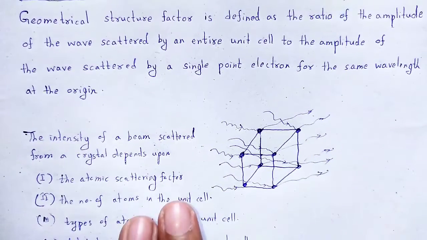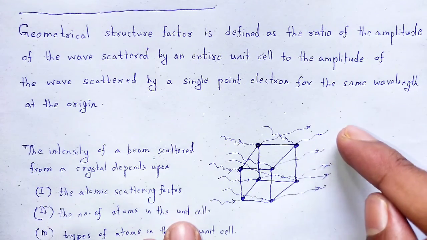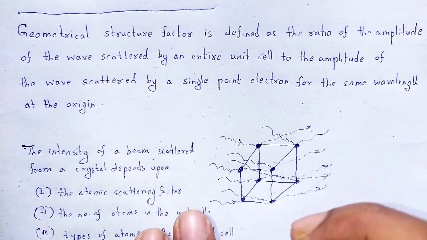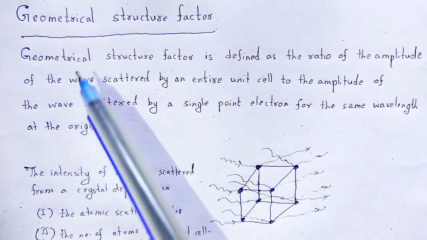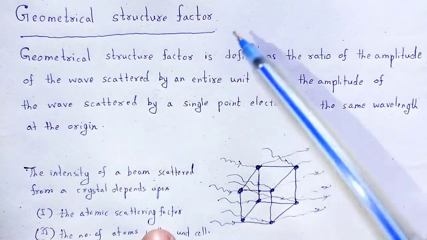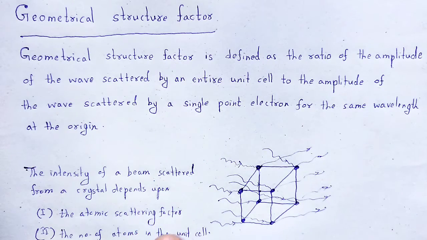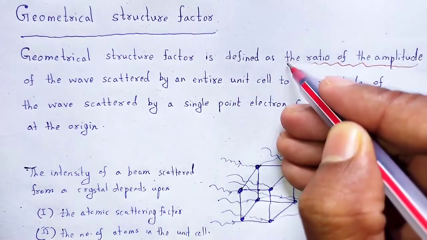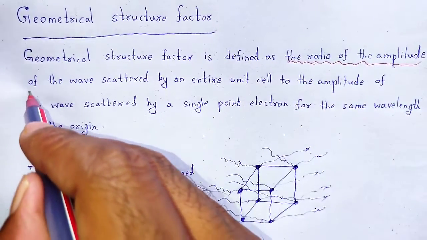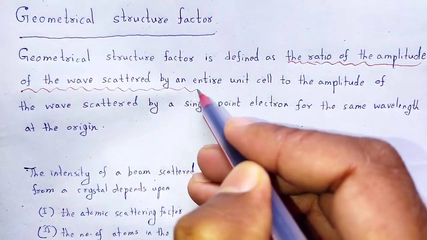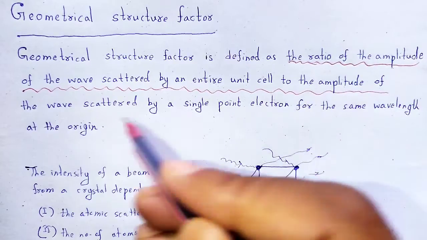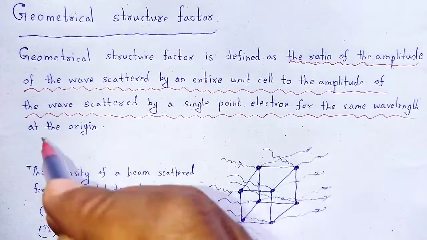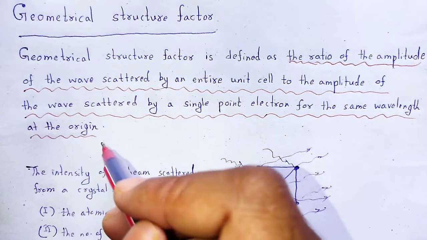Therefore, to analyze the shape of that particular crystal structure, we introduce a term, that is geometrical structure factor. Geometrical structure factor is defined as the ratio of the amplitude of the wave scattered by an entire unit cell to the amplitude of the wave scattered by a single point electron for the same wavelength that is present at the origin.